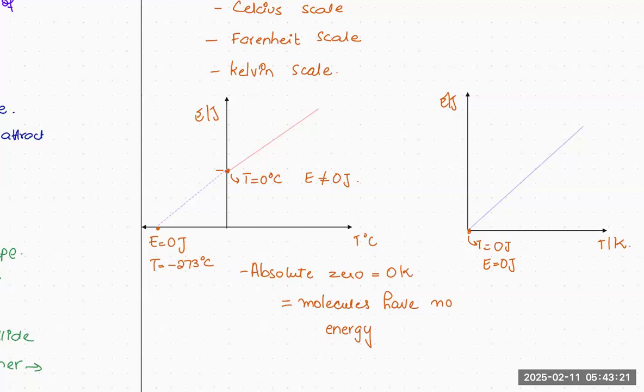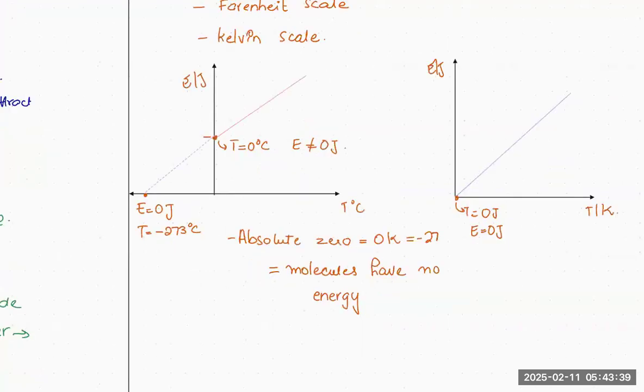The zero of centigrade does not mean that the energy is going to be zero as well. And if we extend the graph backwards until we get to zero energy, the temperature at that point is going to be minus 273 degrees centigrade. So 0 Kelvin or minus 273 degrees centigrade is our absolute zero basically. This is the point where the molecules are at absolute zero. And so 0 Kelvin is equal to minus 273 degrees centigrade.